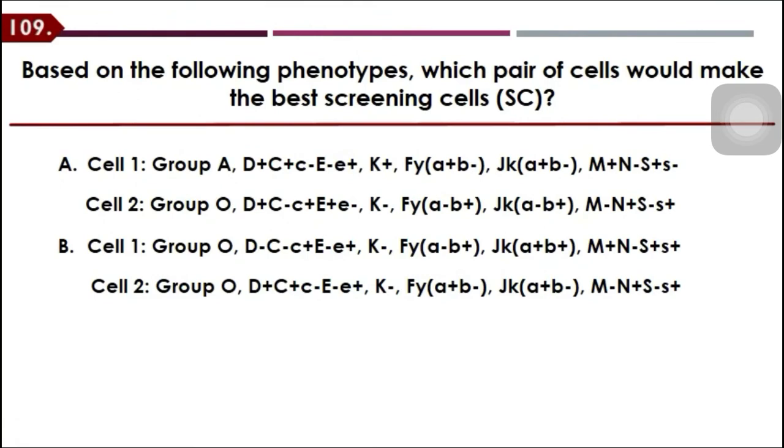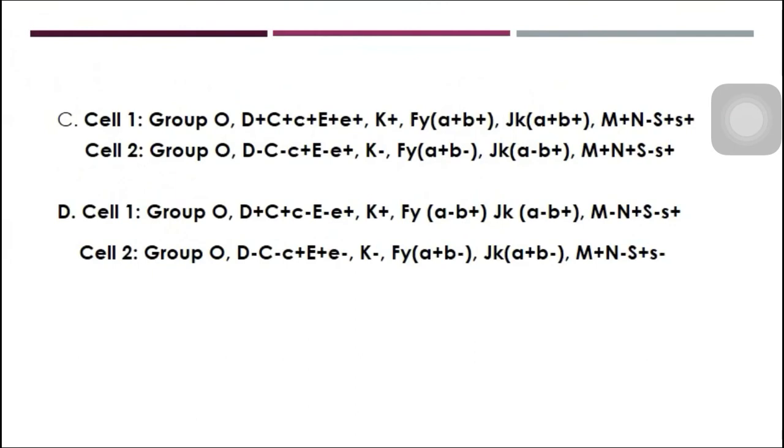Next, based on the following phenotypes, which pair of cells would make the best screening cells? Basta take note po, hindi ito minememorize. Based on the following phenotypes, yung pair of cells that would make the best screening cells po. So, given po yung choices, correct answer po is letter D. Take note po, letter D po yung answer.